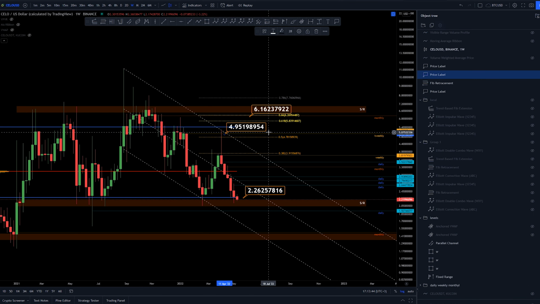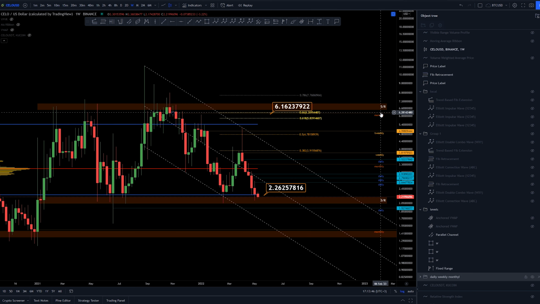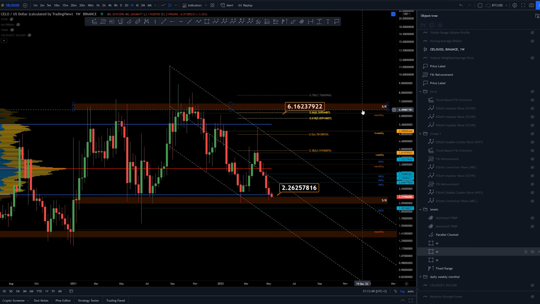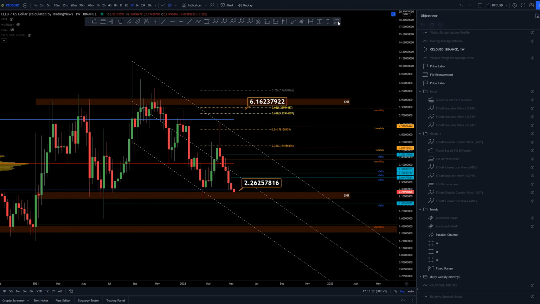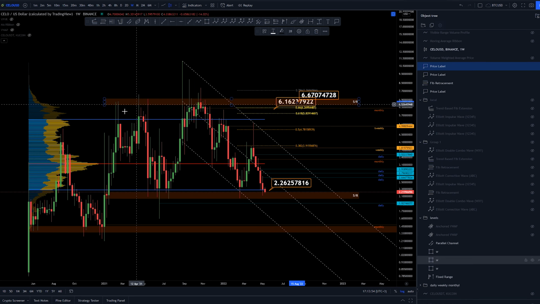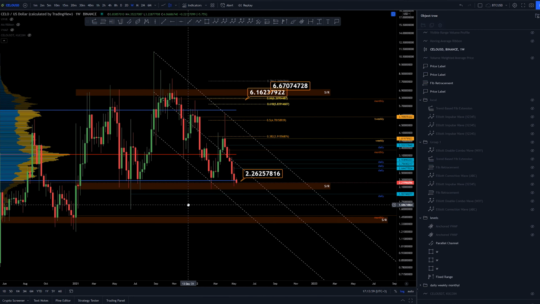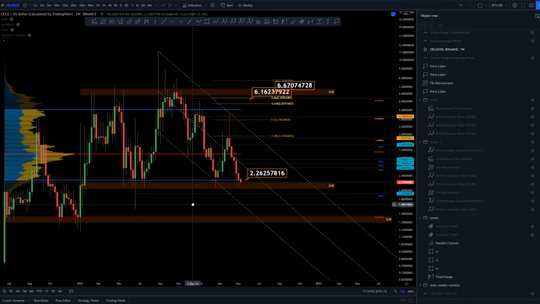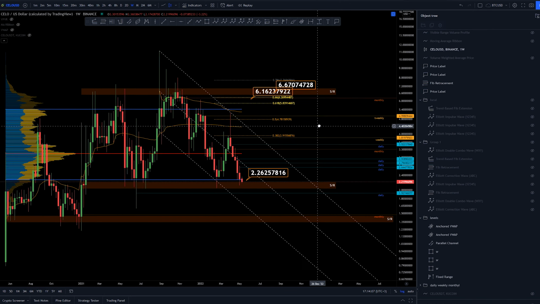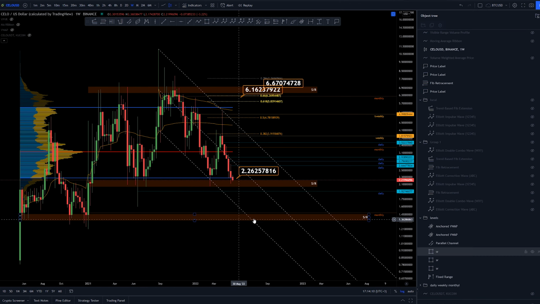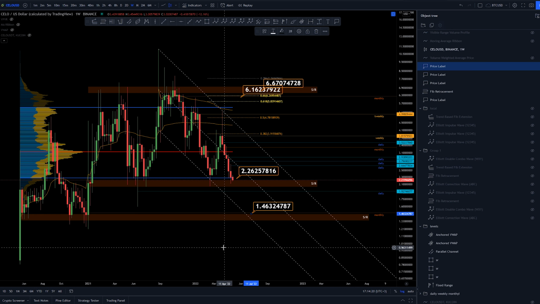A bigger resistance though is around here at the golden pocket with the monthly untapped, and definitely the one above it around the $6.70 area where we've had so many weeks as well. It is a bit strange looking chart, to be fair. Some anchored VWAPs are also giving us resistance above. There's not too much below us. We've got just this resistance level and another resistance level with a monthly here. This is basically the last resort for CELO, I feel.